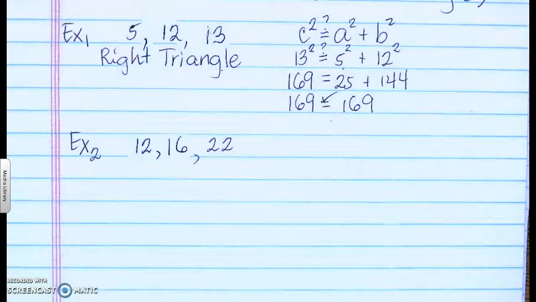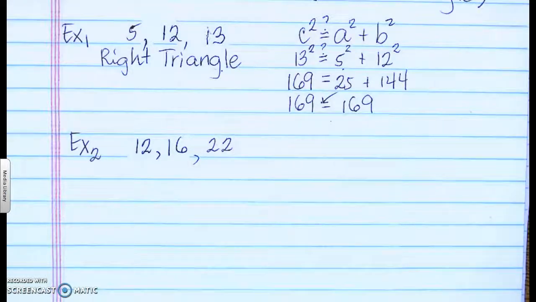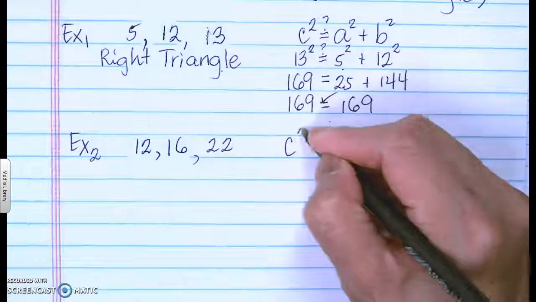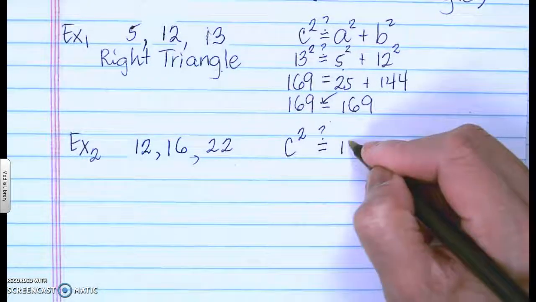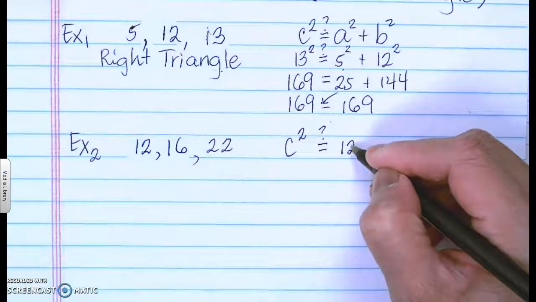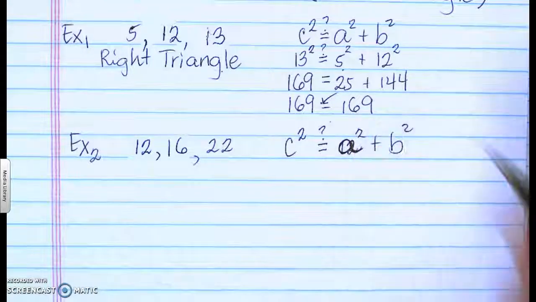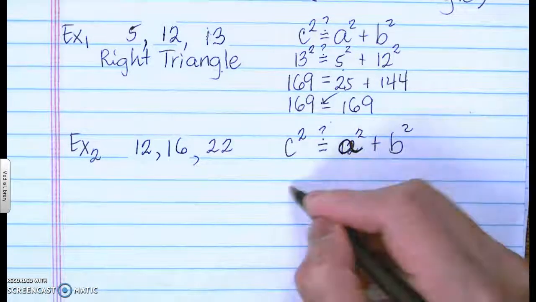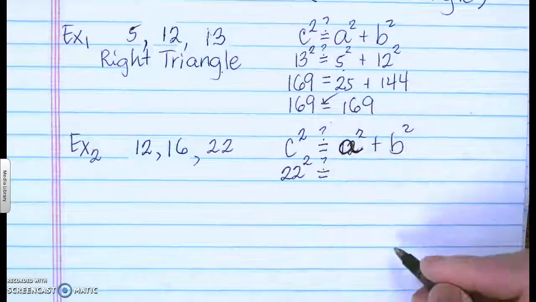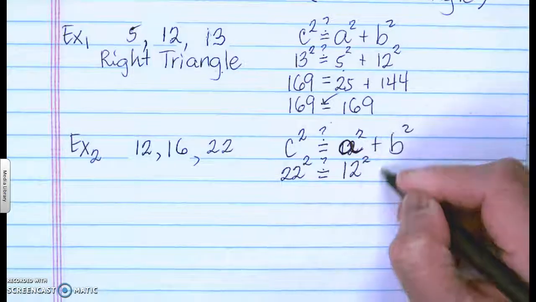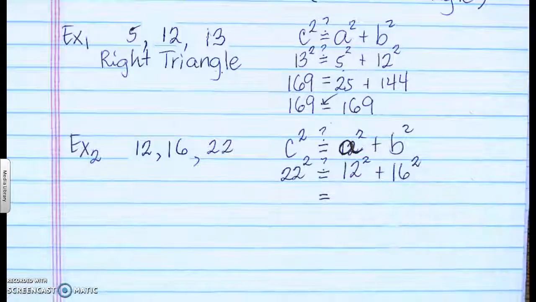In my next example, we have 12, 16, and 22, again assuming that this is our hypotenuse. So we're going to go ahead and put c squared. This again is equal question mark because we don't know if that works. And this is your a squared plus b squared. Sorry about that. And we're going to substitute. So this is going to be 22 squared. Is that equal, once again, question mark, to 12 squared plus 16 squared? Let's go ahead and do these.